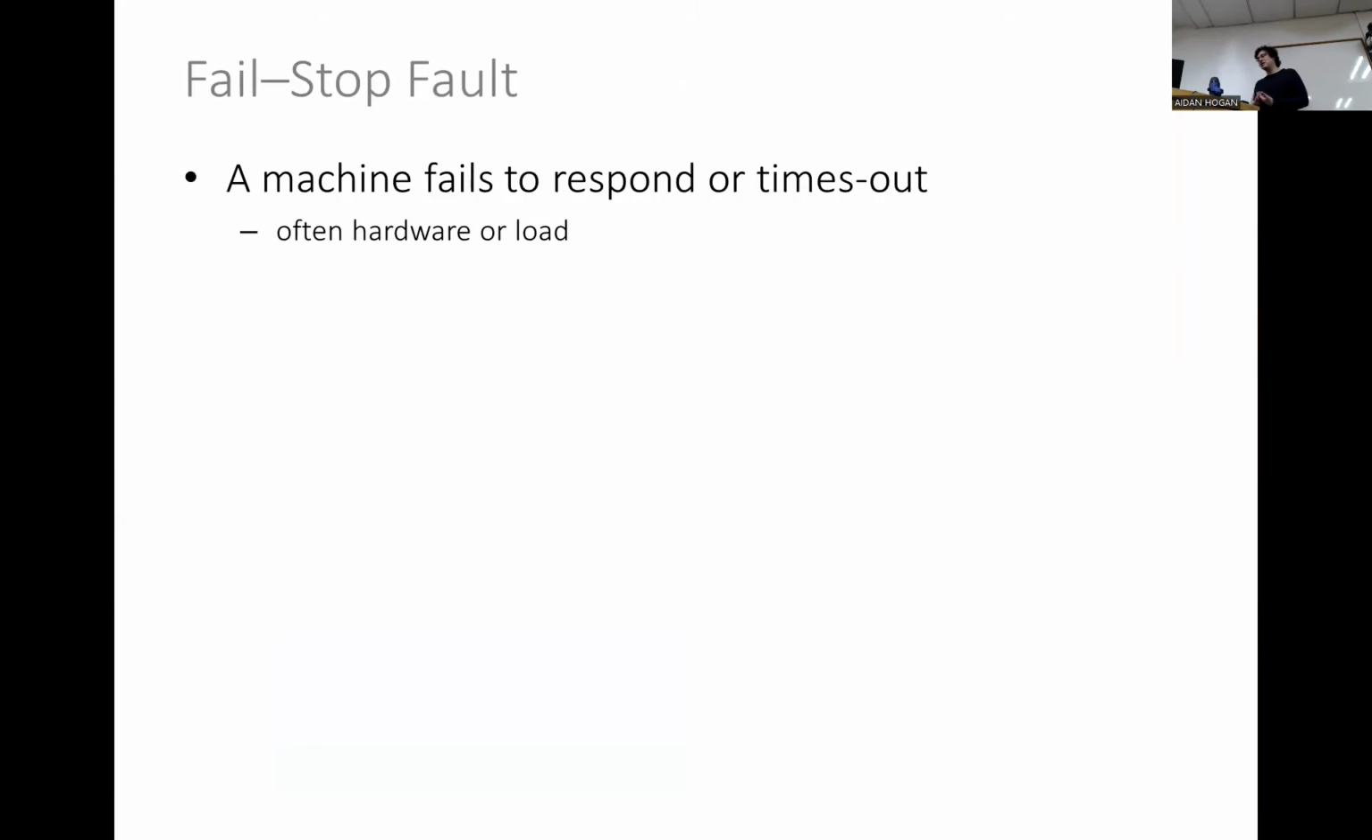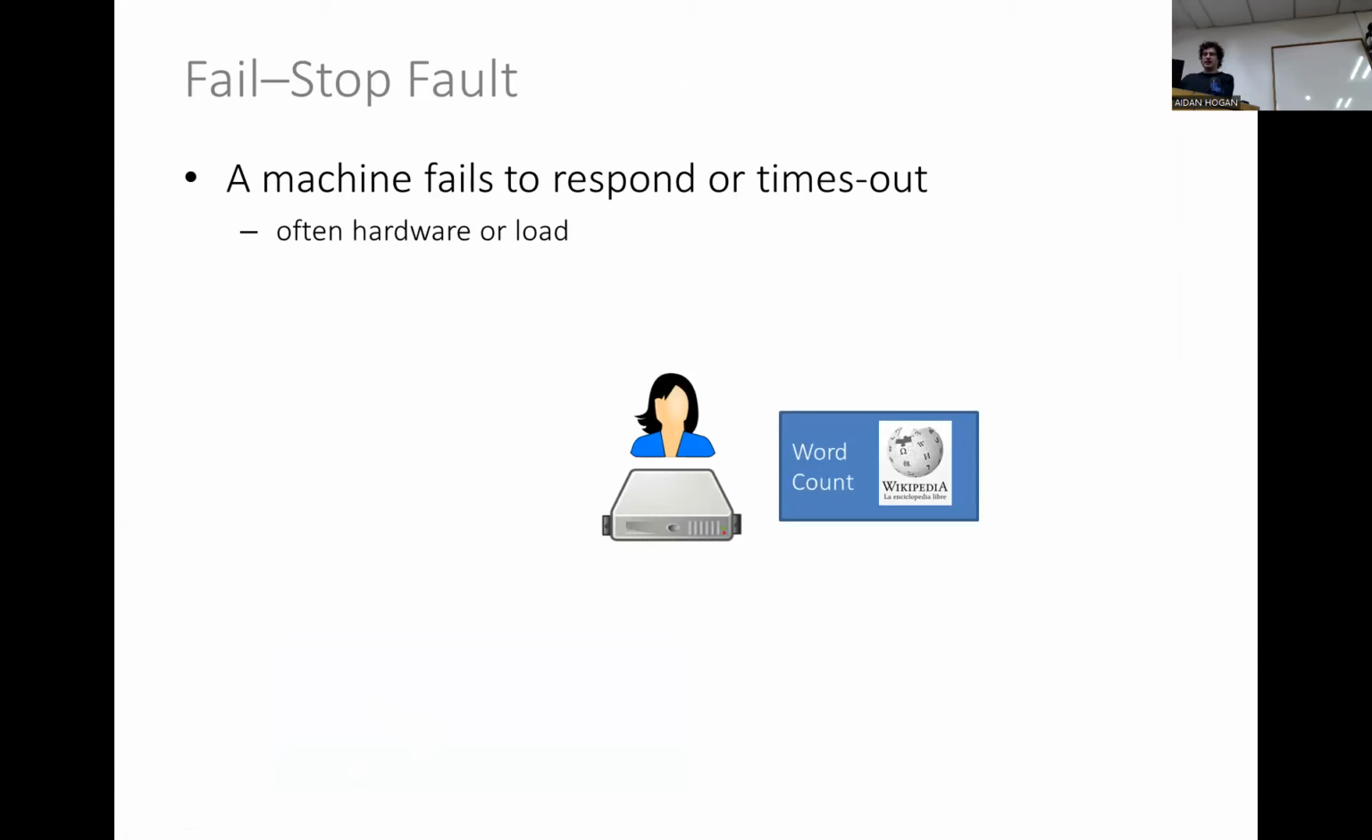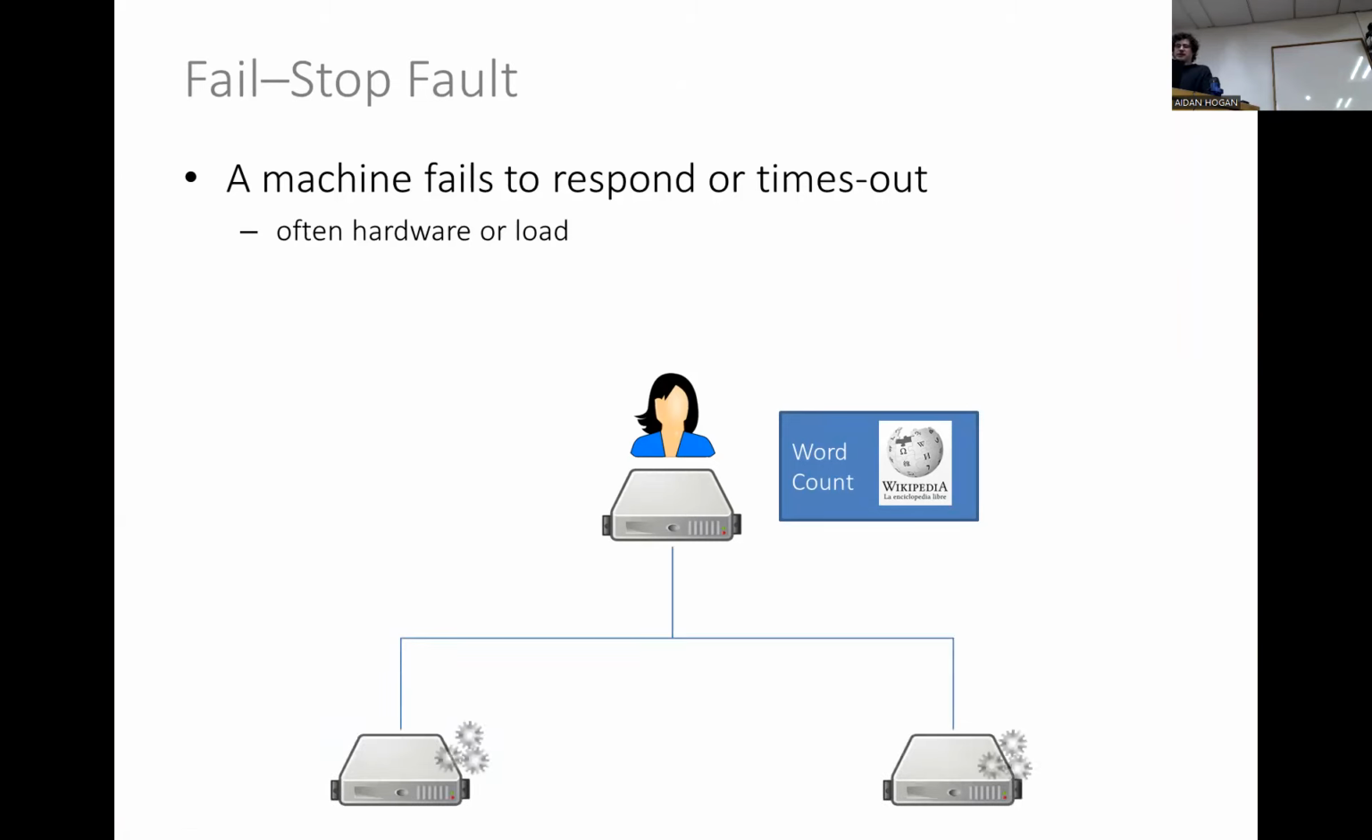But what we're more interested in conceptually are two different types of faults. The first type is called a fail-stop fault. This is where a machine completely fails to respond or times out, like many of the instances we saw before. This is often due to the hardware or to load. The machine is just overloaded, too busy, and can't respond at the moment. So let's say we're doing a word count or some sort of task and we have two machines, and we want to retrieve some data or do some processing on the machines and get some results.